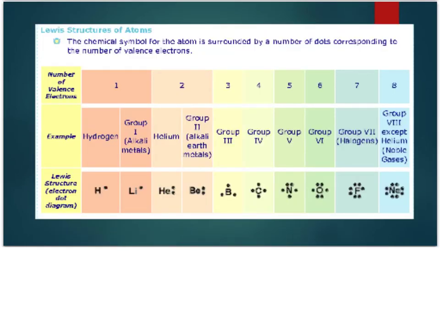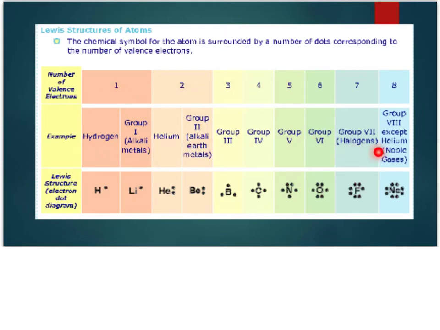Right, so let's review Lewis structures of atoms. All right, and this diagram here basically sums it up. Based on the number of valence electrons, we have the examples and we have the Lewis dot structures. If they have one valence electron, like hydrogen, we have 1 dot, as do all the elements in group 1. Then 2, like helium and group 2, the alkaline earth metals, they have 2 dots. Group 3, they have 3 dots. Group 4, 4 dots, because they have 4 valence electrons. So remember that the number of valence electrons is indicated here.